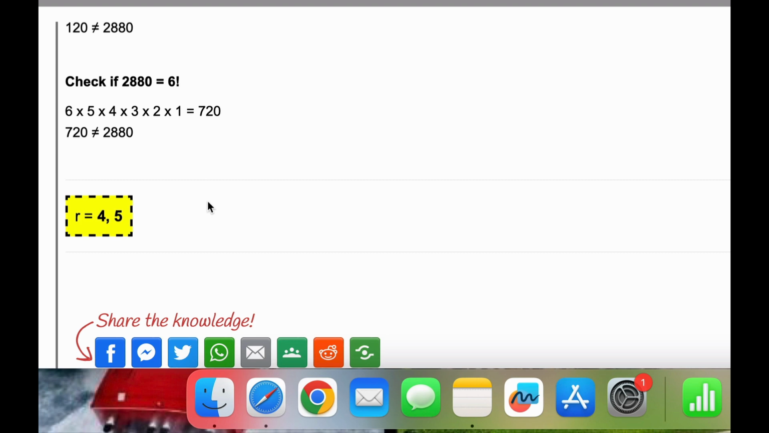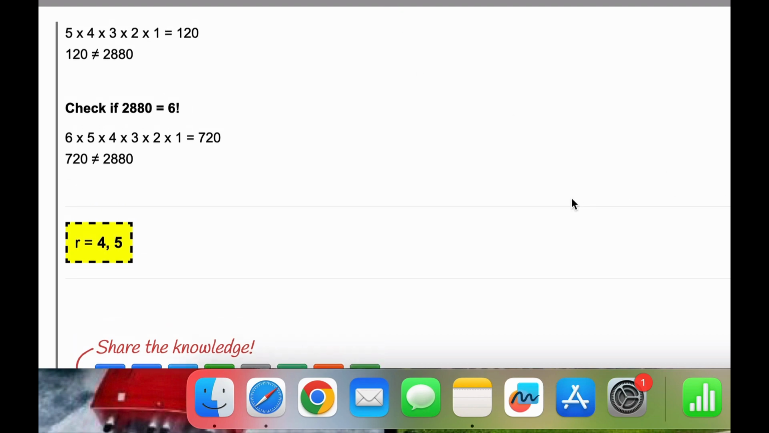You start at your n, multiply by n minus 1, and then you take that, multiply by n minus 2, get the product, divide by the combination answer, check if that result is a factorial. If it is, that's an answer for r. If it's not, skip it and move on to the next step. So that is solving for r.